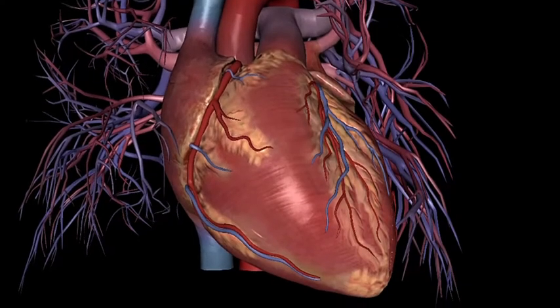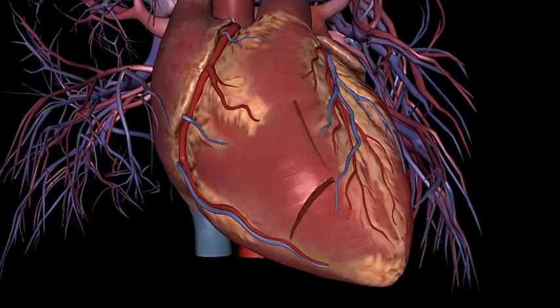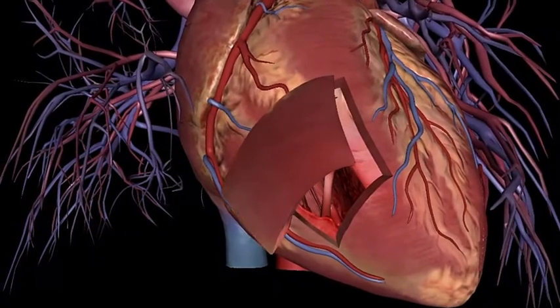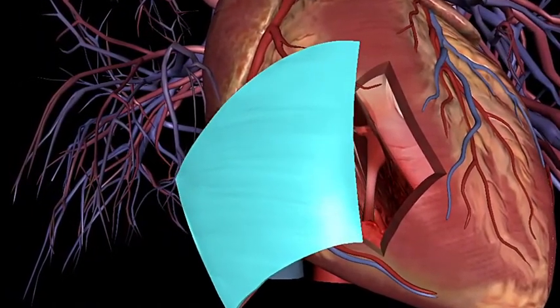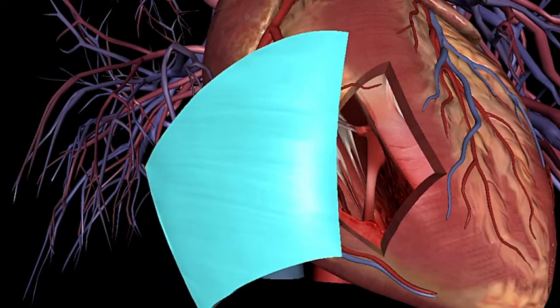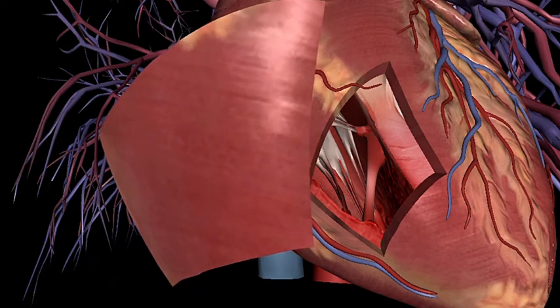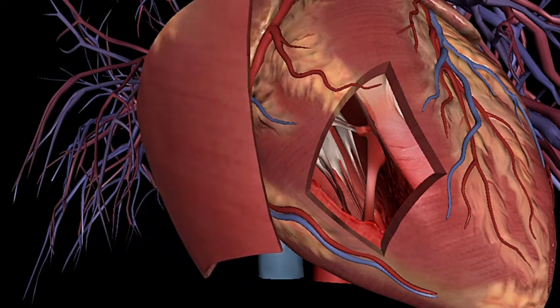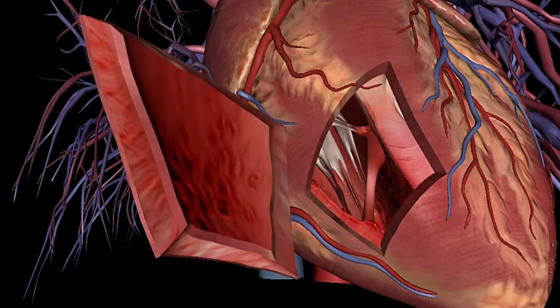The heart wall is composed of several layers. The 3 layers of the heart wall are the epicardium, the myocardium, and the endocardium. The outermost layer, or the epicardium, is also known as the visceral pericardium, or the innermost layer of the pericardium. It covers the heart, wraps around the roots of the great blood vessels, and adheres the heart wall to its protective sac.